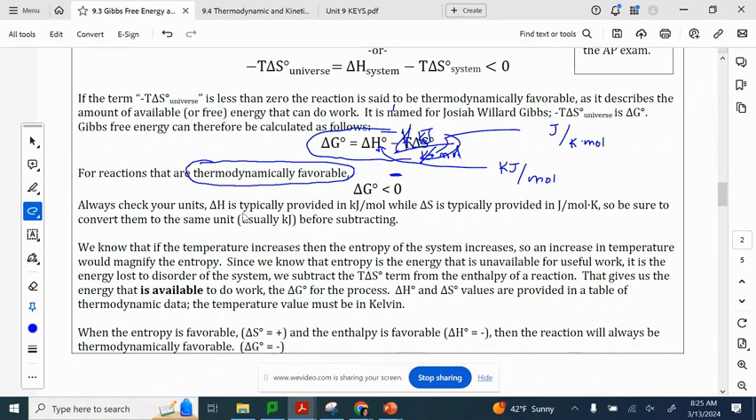All right. So we know that if temperature increases, then the entropy is going to increase. Also, an increase in temperature would magnify the entropy, because the entropy is getting multiplied by the temperature here. If I can clean this up enough to see it again. I've been marking all over it, y'all. Sorry. So if we magnify this guy, if we make him bigger and we're multiplying by this, then that's going to make this bigger.